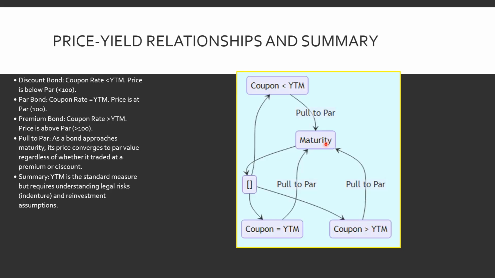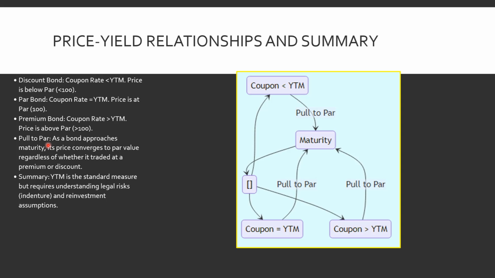So let's connect price and yield. If a bond's coupon is lower than the market yield, it trades at a discount, correct? Here, say, less than $100. If the coupon matches the yield, it trades at par value. If the coupon is higher, then the bond trades at a premium. Remember, regardless of where the price starts, it will drift towards par as it gets closer to maturity, a phenomenon known as pull to par.